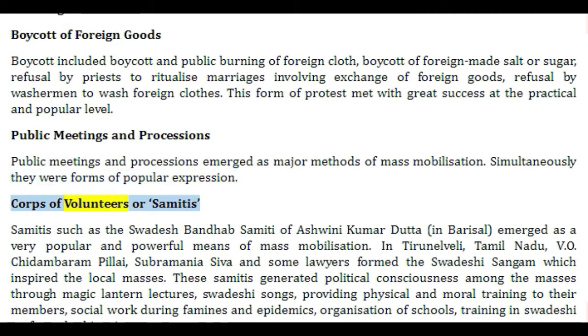Corps of volunteers or samitis. Samitis such as the Swadesh Bandhab Samiti of Ashwini Kumar Datta in Barisal emerged as a very popular and powerful means of mass mobilization. In Tirunelveli, Tamil Nadu, V.O. Chidambaram Pillai, Subramania Siva and some lawyers formed the Swadeshi Sangam, which inspired the local masses.